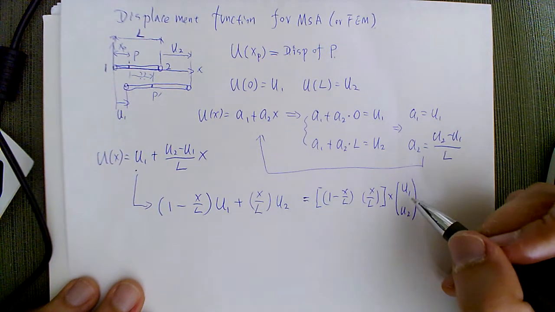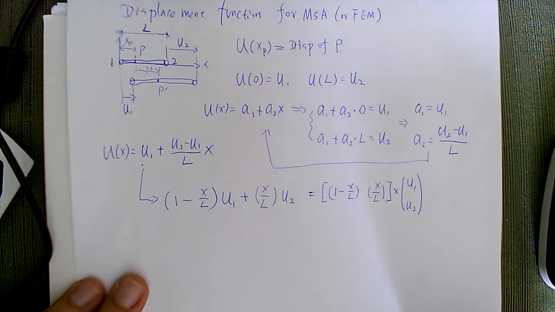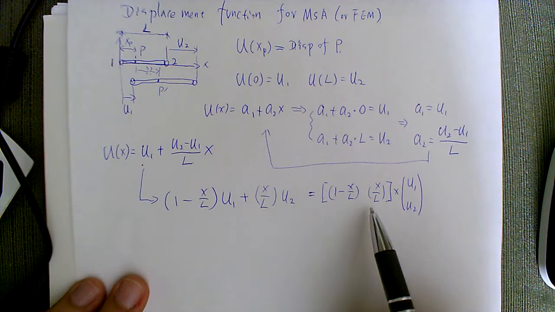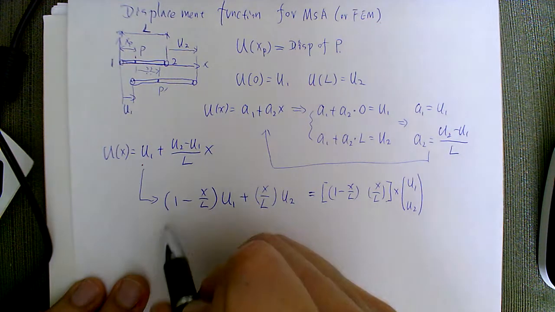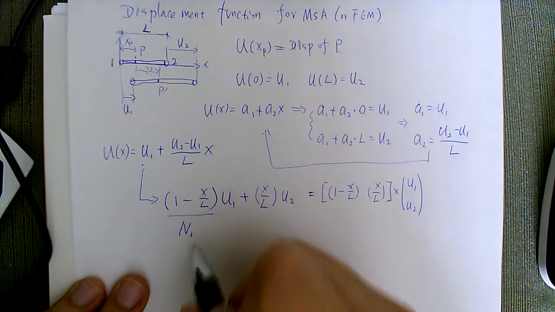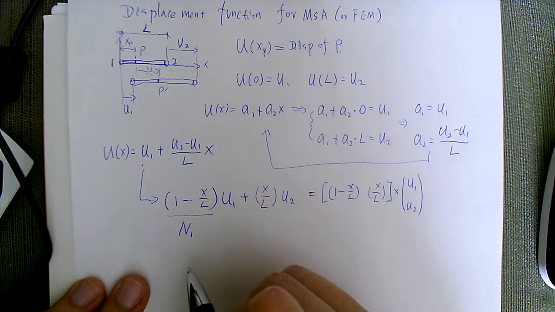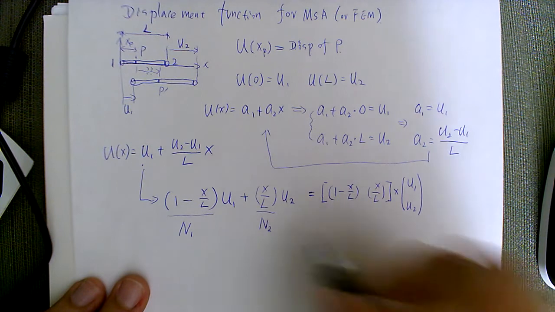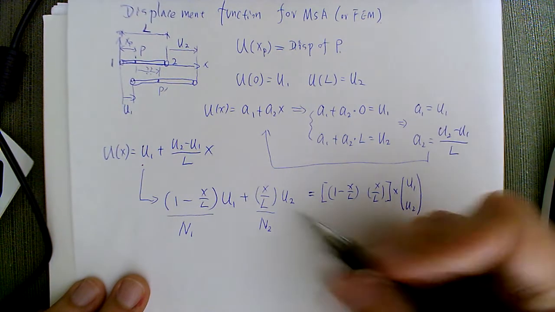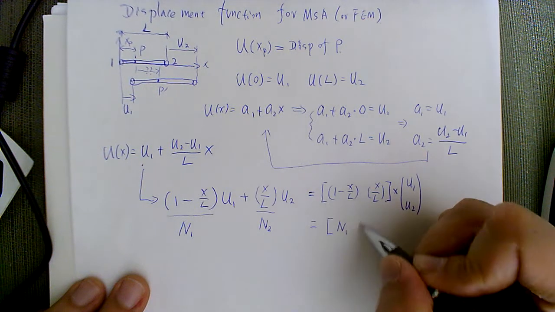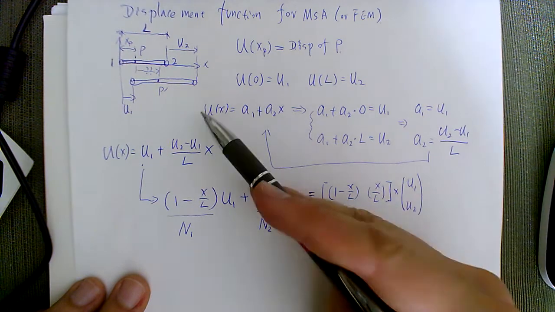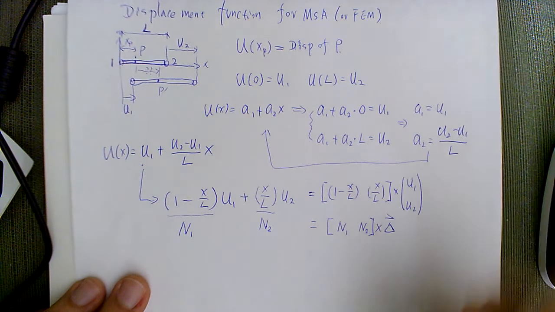And then I'm going to give these individual function components of this vector names. I call this one n1, and I'm going to call this one n2. So if I do that, you can rewrite this as just n1, n2 times, here you look at this, your displacement vector of your element, so it's just this.